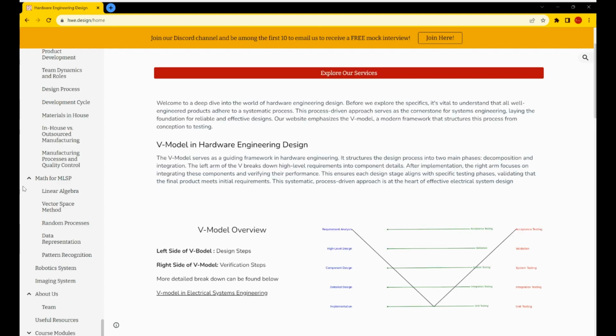Lastly, we're going to talk about different types of other systems, such as robotics, imaging, etc. This concludes the overview of this website.